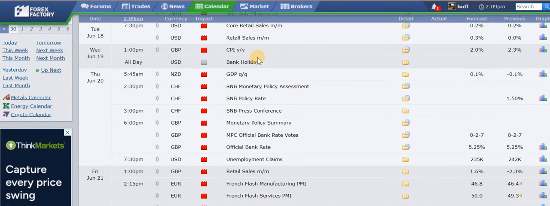CPI numbers out of the UK on Wednesday. Holiday in the US on Wednesday. I'm not sure what that one's for. No idea. I should Google these before I get on these videos.